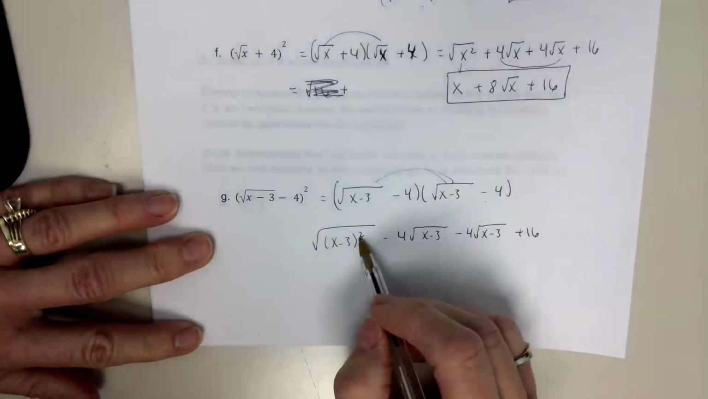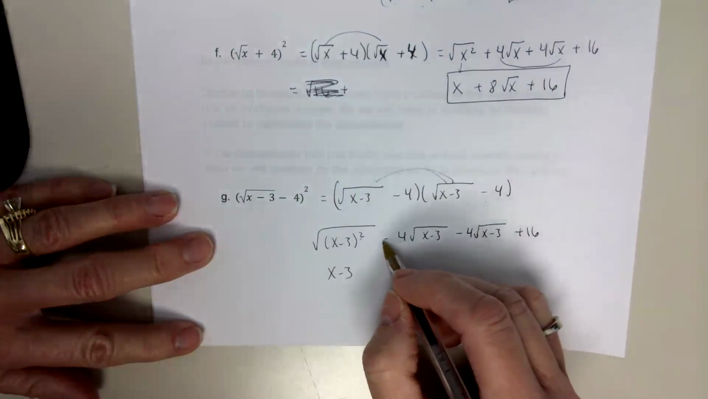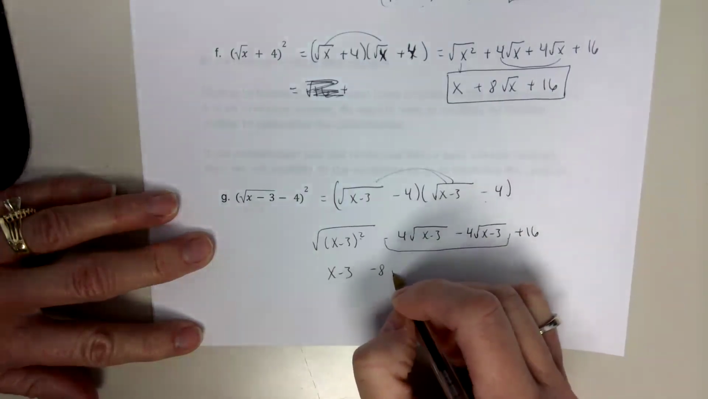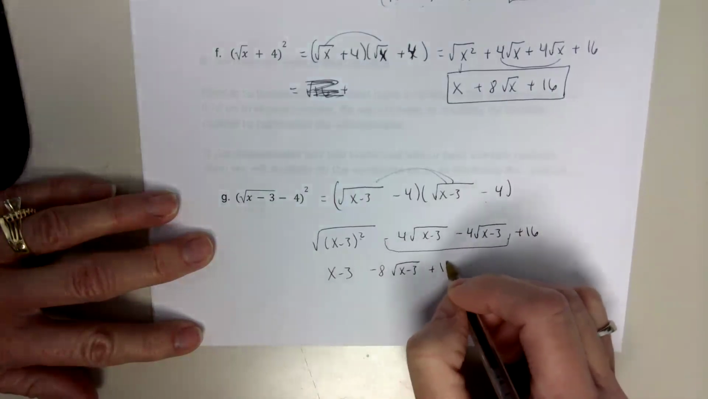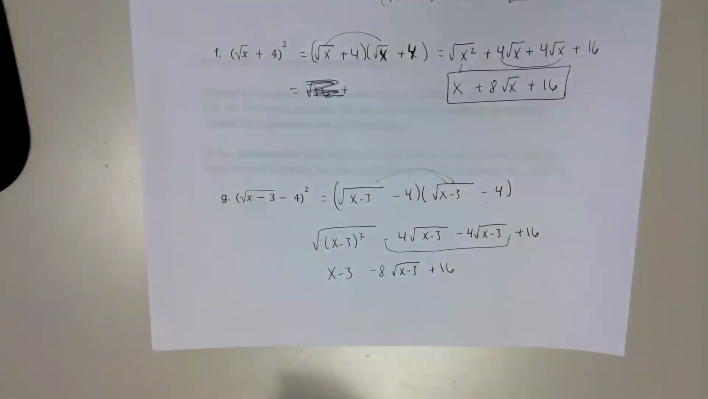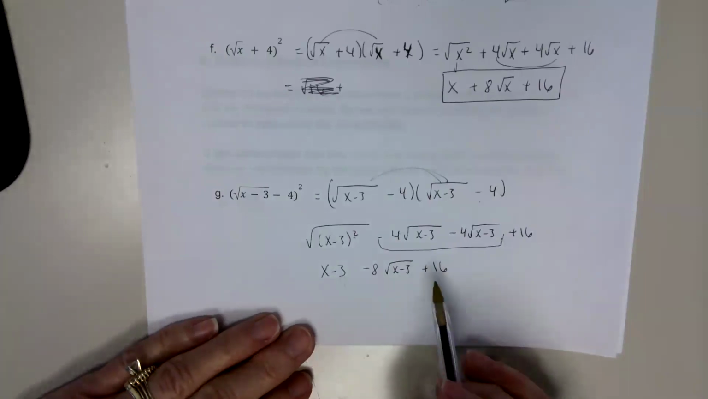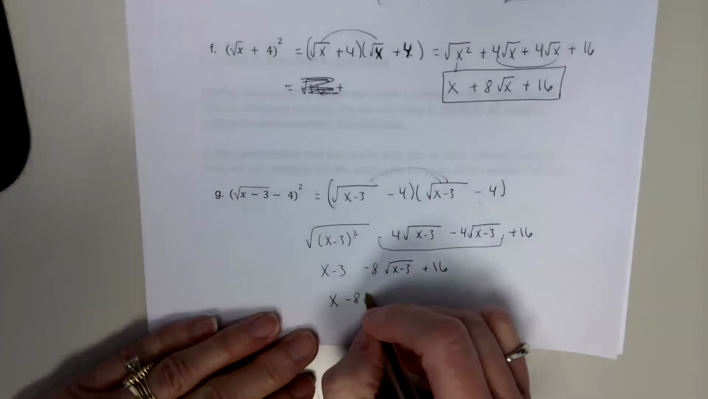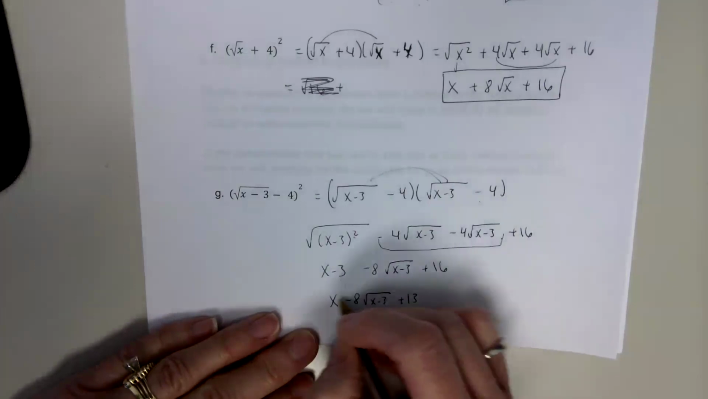So this is the square root of the square of itself, so that just becomes x minus 3. And then we have like terms here. So we have a negative 8 times the square root of x minus 3, plus 16. And we can combine our constants of a negative 3 and positive 16. So we have x minus 8 times the square root of x minus 3, plus 13.